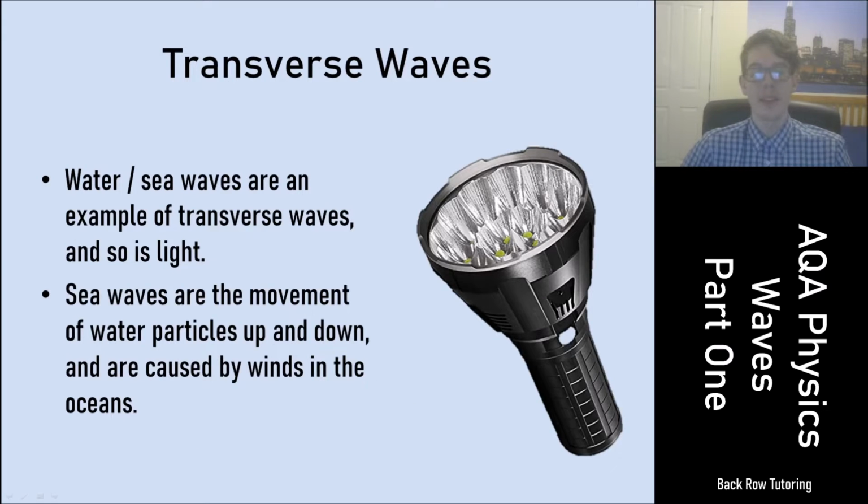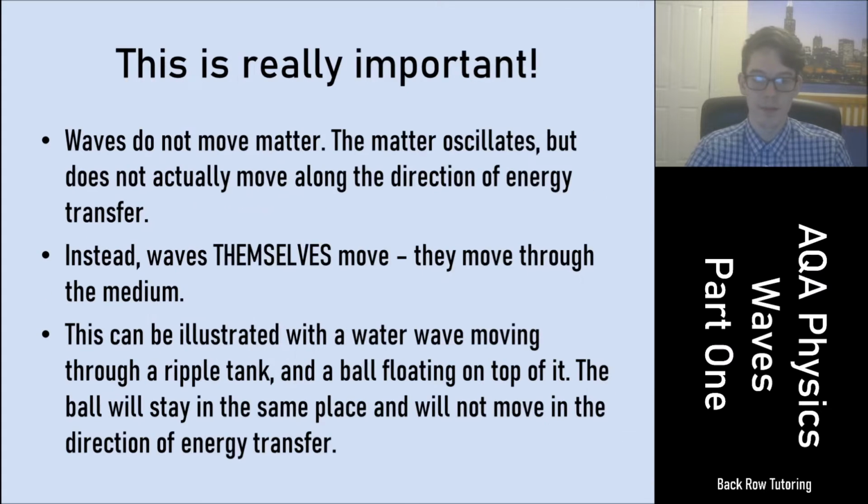Water or sea waves are an example of a transverse wave, and so is light. Sea waves are the movement of water particles up and down and are caused by winds in the oceans.